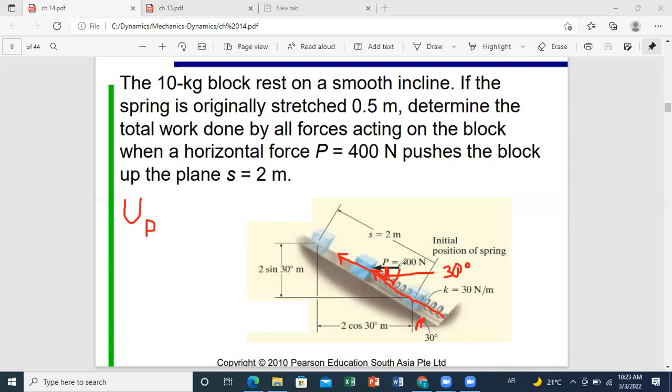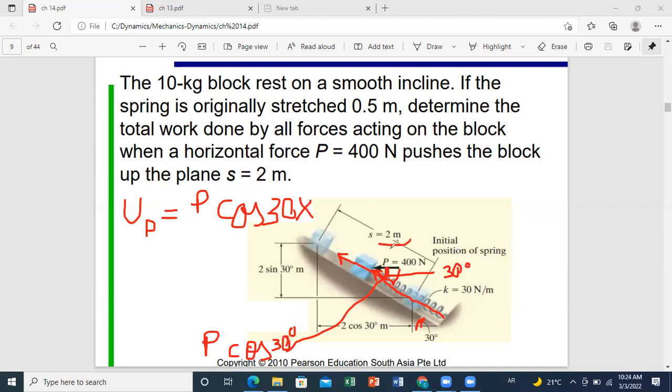Okay, so if you project P along the incline, you will get P cosine 30. Okay, and now once you have the projection of P on the direction of motion, because it's a constant force and the angle is constant, you can just say that the work of P is its projection along motion, P cosine 30, times the displacement. Your displacement is 2 meters, so you multiply by 2.